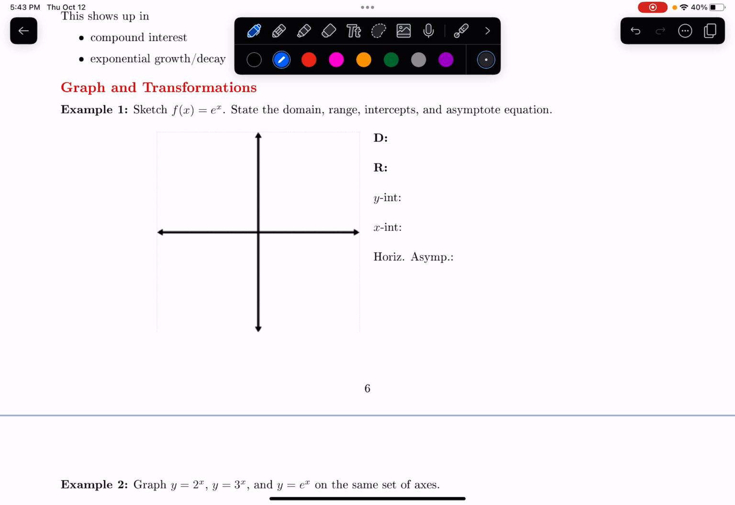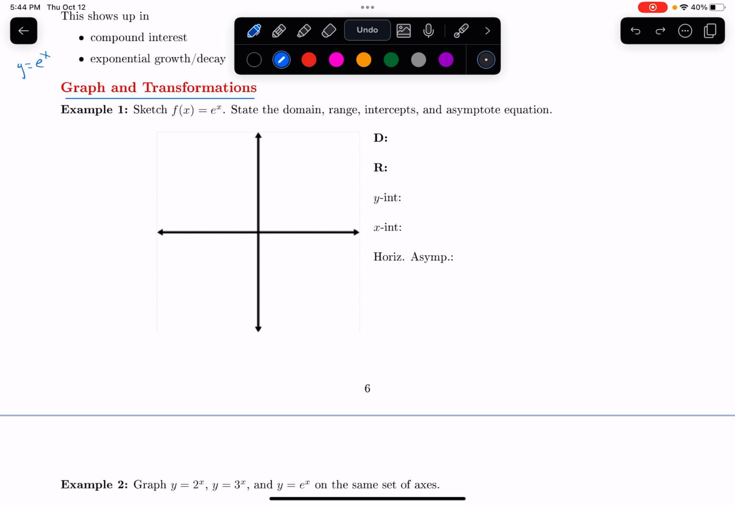In this video, we're continuing section 5.2 on y equals e to the x, and we're going to focus on the graph of that function and transformation, so when it gets shifted, when it gets reflected. Okay, so let's sketch the graph of this function, and then we'll state the domain, the range, intercepts, and asymptote equation. So all the types of normal things.